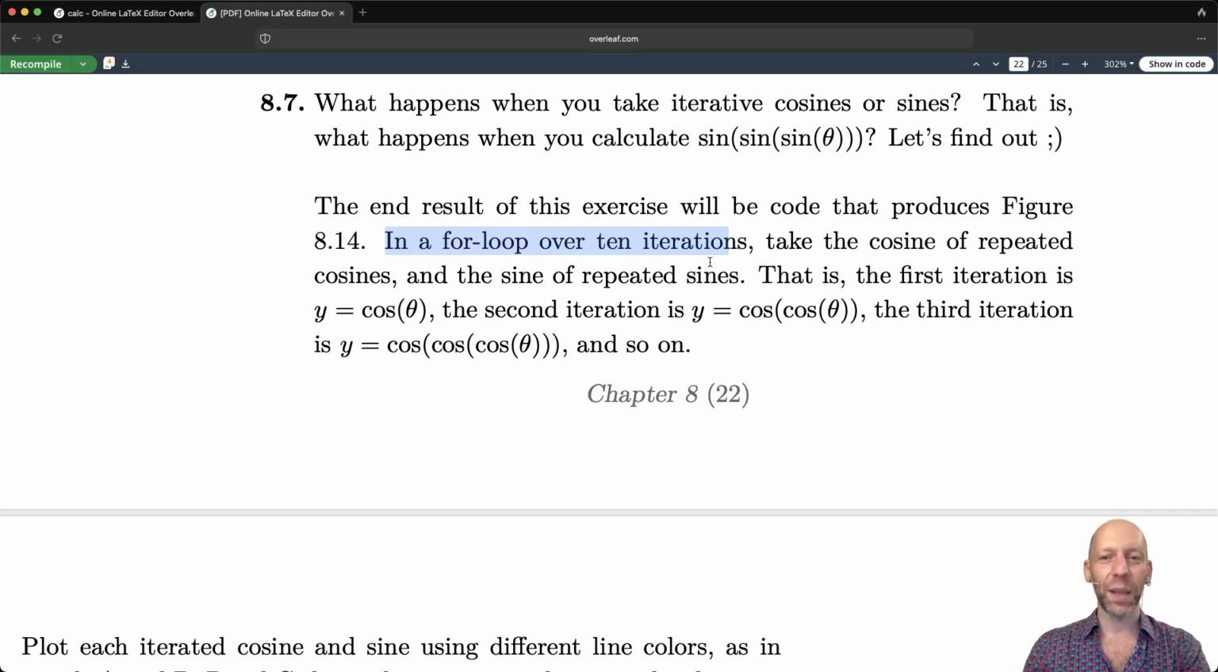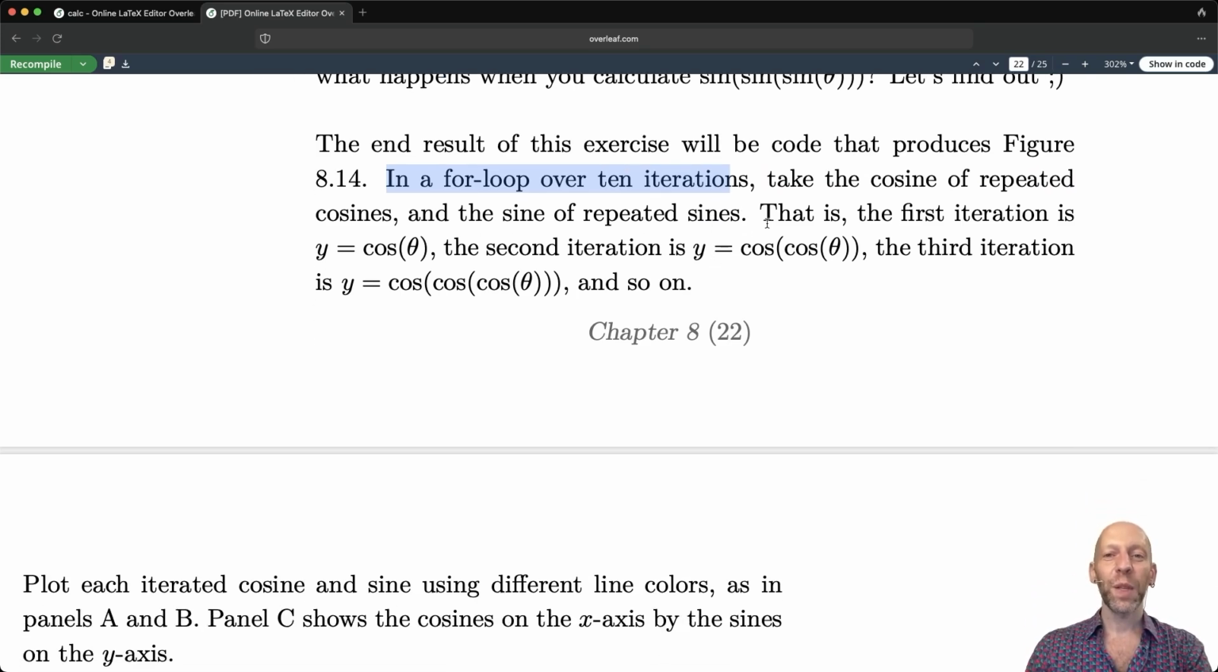Okay, so what do I mean by this? The first iteration of this for loop is just y equals cos theta. And then the second iteration of the for loop is y is the cosine of the cosine of theta. And then the third iteration is 3 cosines deep. And so on until you get to the 10th iteration where you're taking the cosine of the cosine of the cosine of the cosine, and so on 10 times.